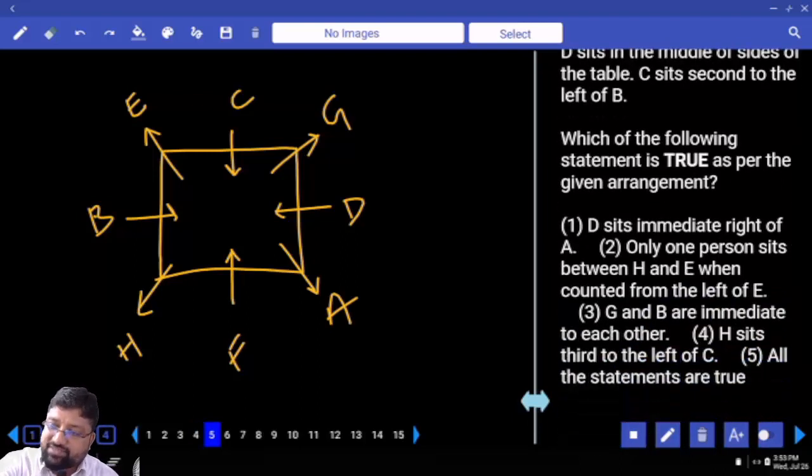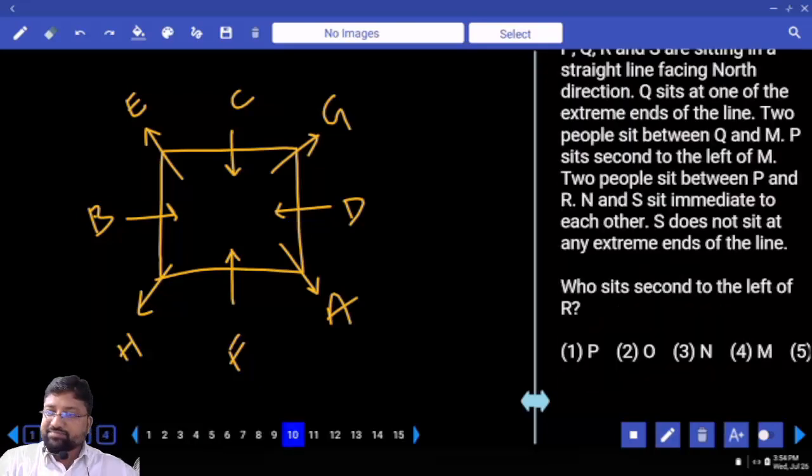Which of the following statements is true as per the given arrangement? D sits to the immediate right of A. No. Only one person sits between H and D when counted to the left of E. Right? When gone to the left of E, one person is between H and D. Pakka right. Let's jump to the next puzzle.